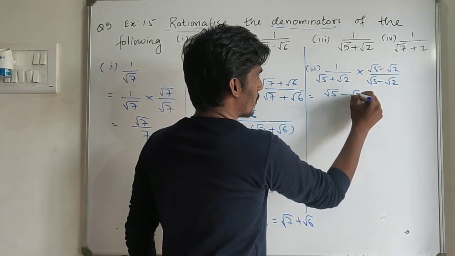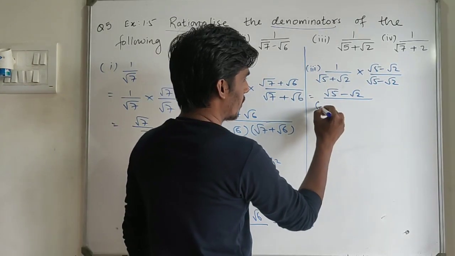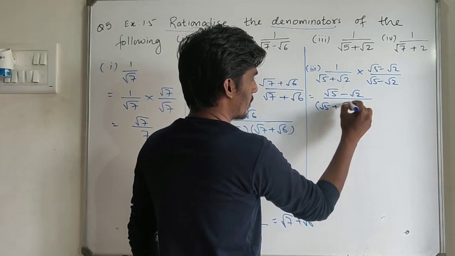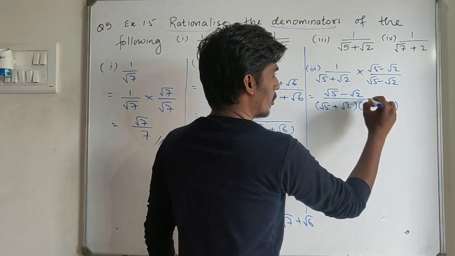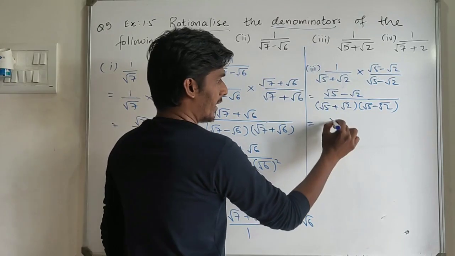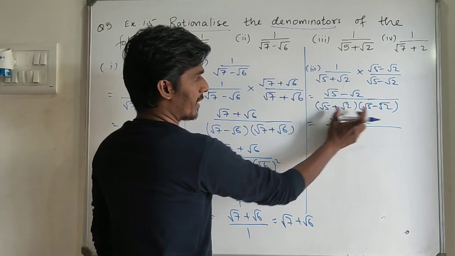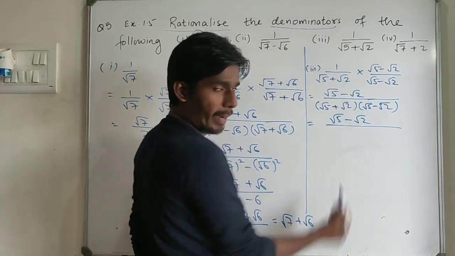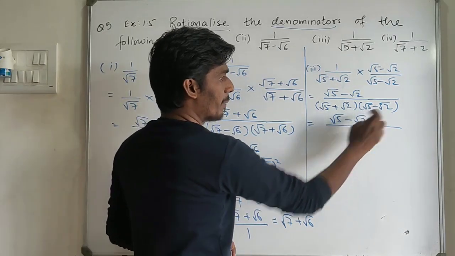Root 5 minus root 2, because 1 into anything will remain same. Now again it's root 5 plus root 2, root 5 minus root 2. Numerator as it is. Now again it's a plus b, a minus b. Both the binomials are the same with opposite sign. So this is a plus b, a minus b.